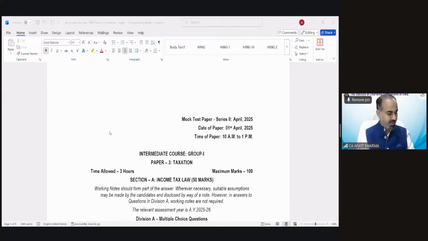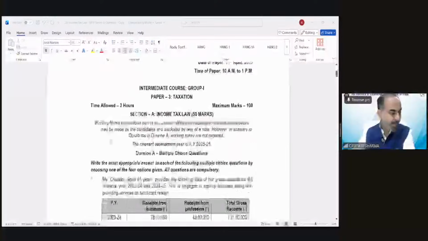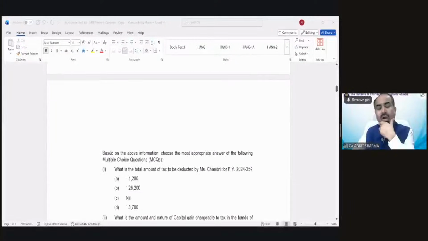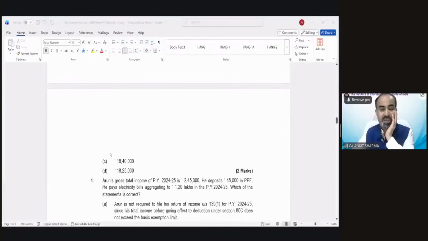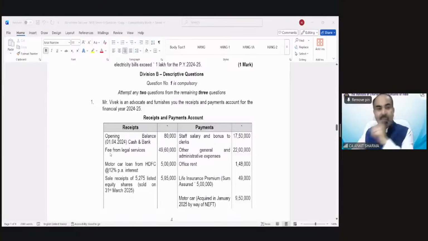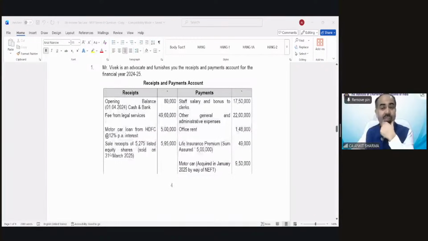Question number, first descriptive question, of course. Now, this is a question of income and expenditure because it is based on receipt and payment. So you can see Mr. Vivek is an advocate and furnishes you the receipt and payment account for the financial year.